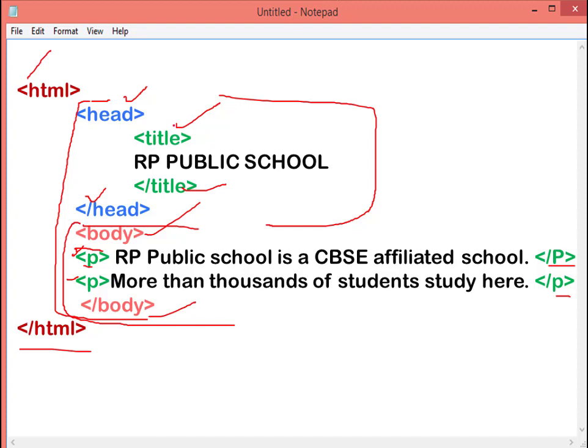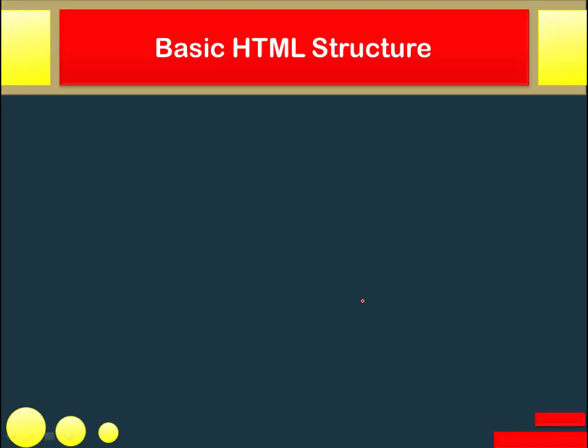Tags are, you can say, the codes. Those are written in angle brackets, which we call angle brackets. Whatever you write in HTML is kept within the angle brackets. A tag has a pair: one is opening and one is closing. So we know. Next we are moving to the basic HTML structure.